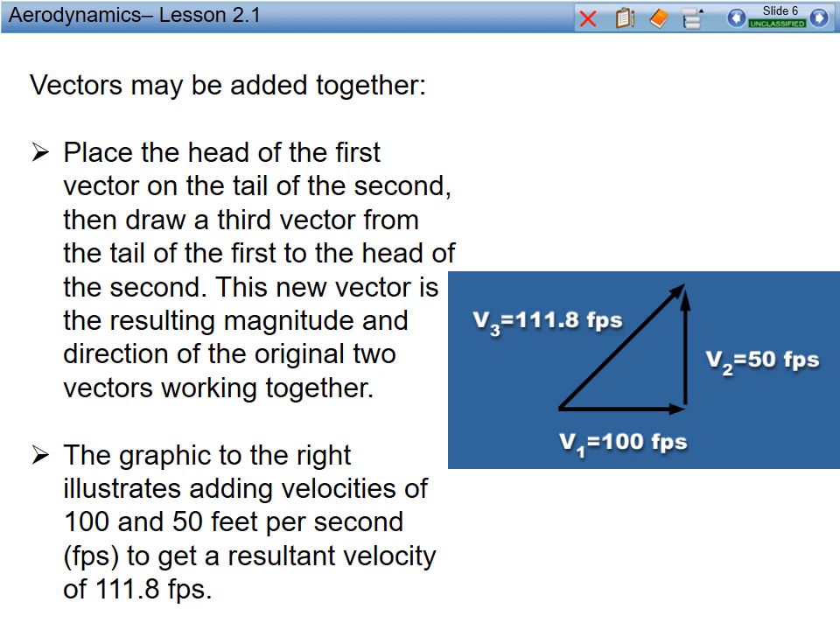Vectors are important for aviation because they may be added together. So what we have here is vector 1 and vector 2. Adding them together by placing the tail of the second vector on the head of the first, and then connecting them, I get a resultant vector, or vector 3.